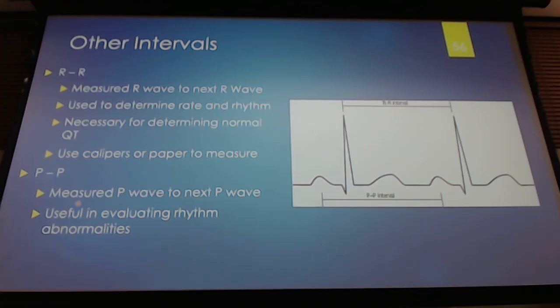Okay, and then P to P, to our P wave. Oftentimes we're going to use that to determine things like an AV block. Okay, what is going on between the atria and ventricles that's blocking?